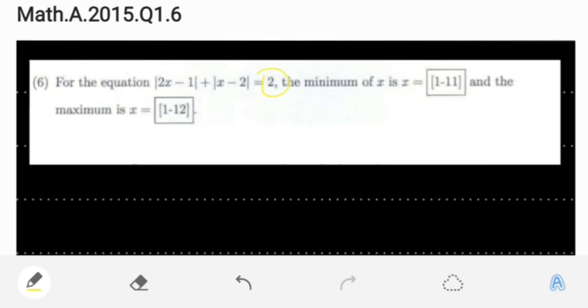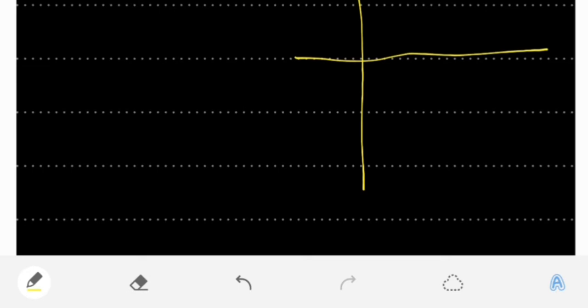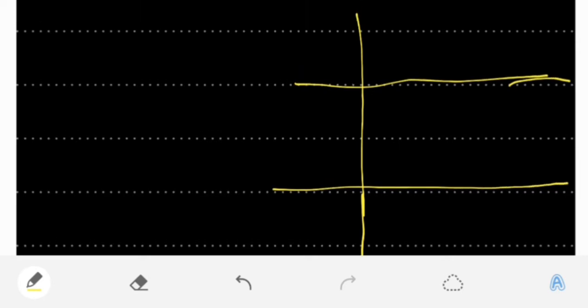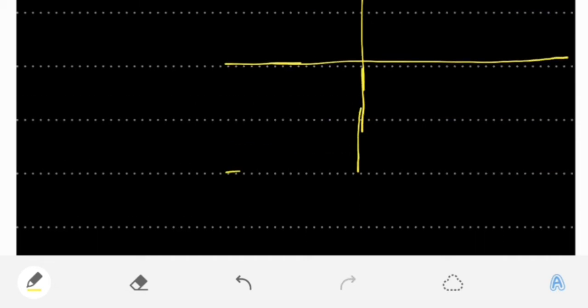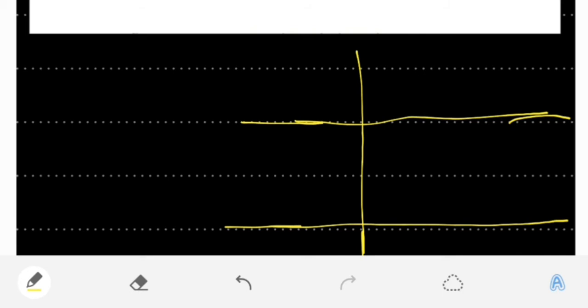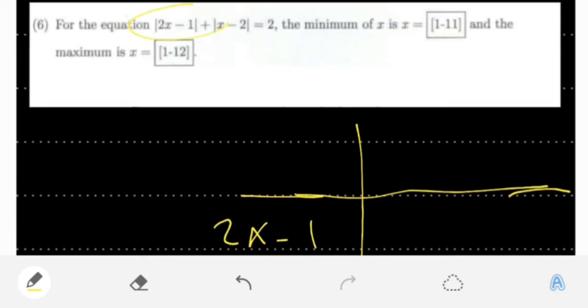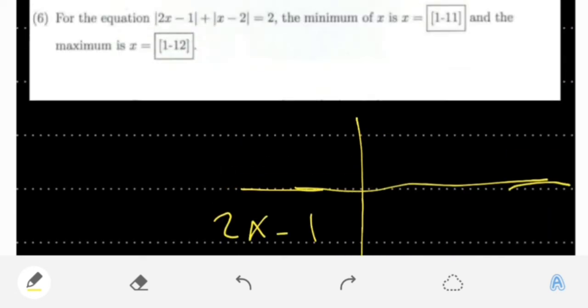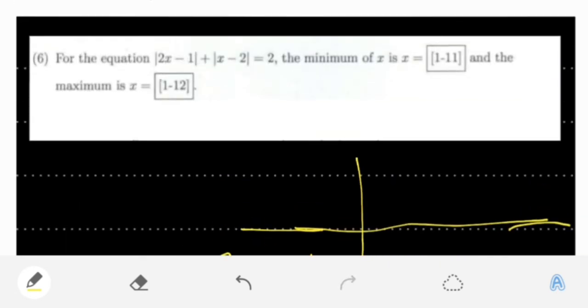The difference is that here it is equal to 2, and in the modular function you have f of x equal to this. When you have a modular function, what I usually do is make a small table. In the first place we'll put 2x minus 1, which is this part over here, and then x minus 2, which is this other part.